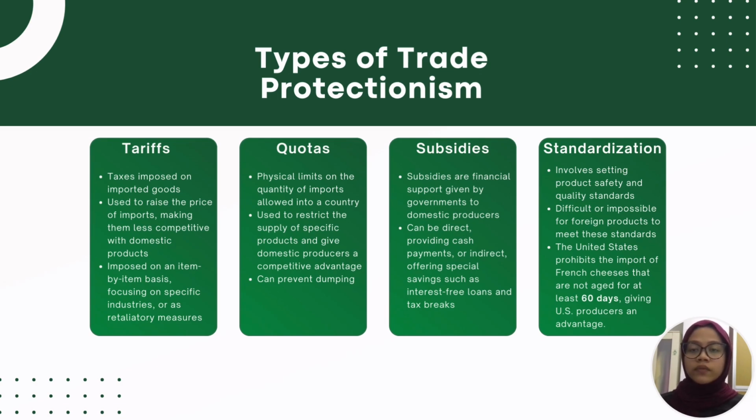Next is quotas. Quotas are physical limits on the quantity of imports allowed into a country. They're used to restrict the supply of specific products and give domestic producers a competitive advantage. Quotas can be used to prevent dumping, where foreign producers export products at prices lower than production costs.